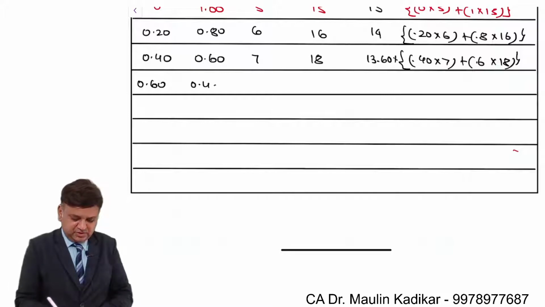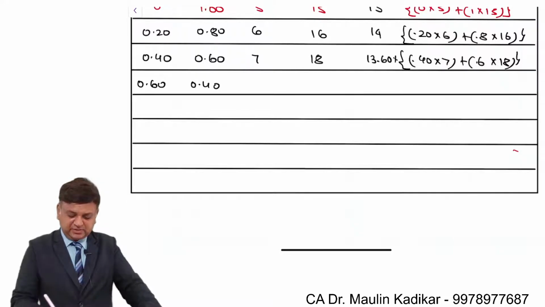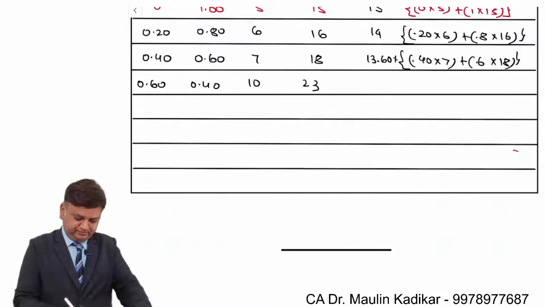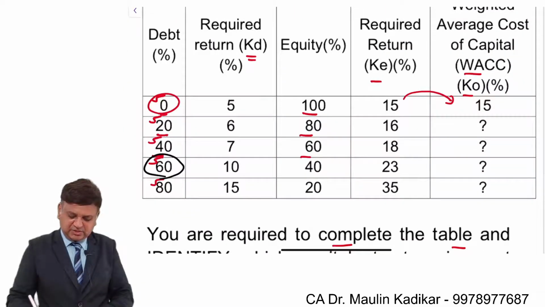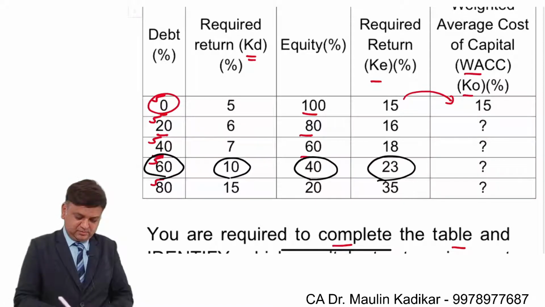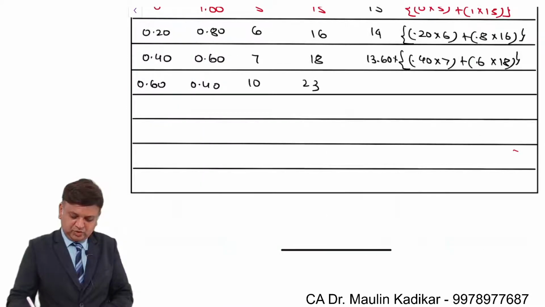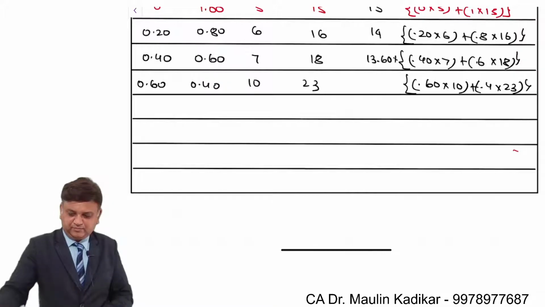Next is 60% debt and 40% equity. For this 60% the cost is 10 and for this 40% the cost is 23. So 0.6 into 10, that is 6. 0.4 into 23 is 9.2. So 9.2 plus 6, that is 15.2.